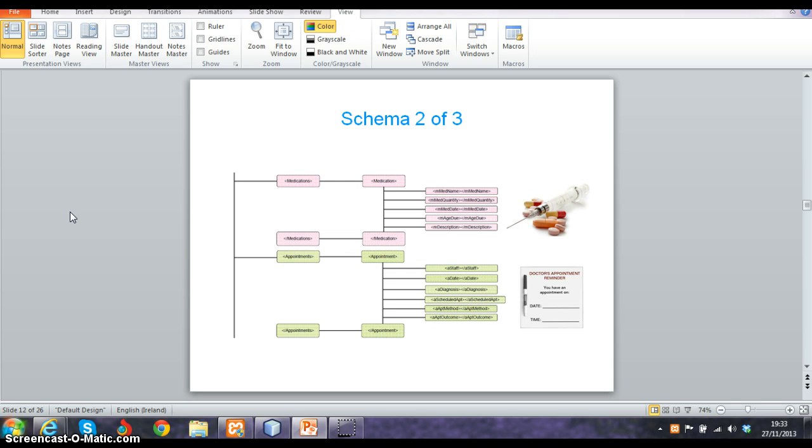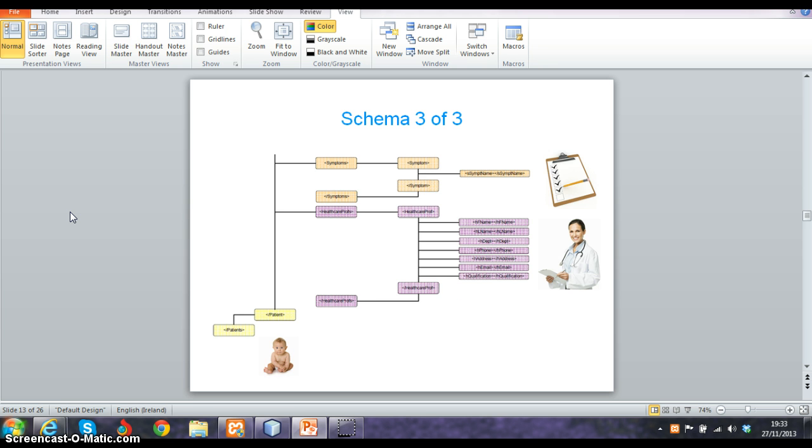Then we had a medication, and that was inside our patients root. So every patient had a medication. We could share a medication, but we couldn't share appointments, which other groups could, and symptoms we couldn't share, but healthcare professional we could.